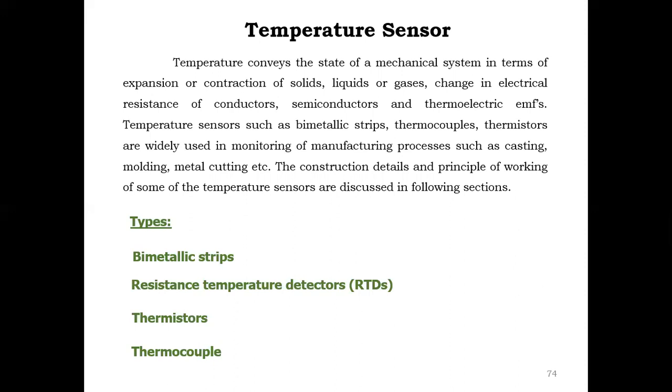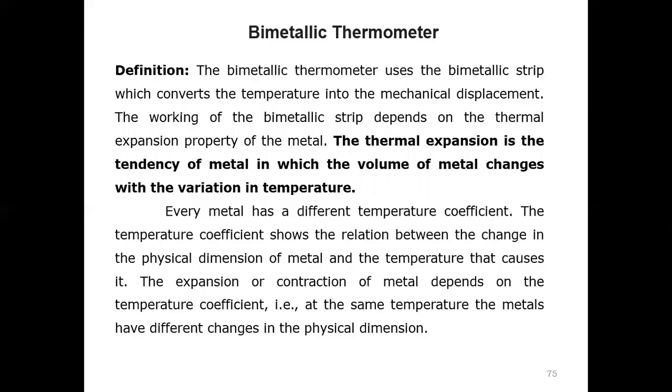There are different types: bimetallic strip, resistance temperature detector, thermistor, and thermocouples. In this chapter, we are going to see the bimetallic thermometer. The bimetallic thermometer uses a bimetallic strip which converts the temperature into mechanical displacement. The working of the bimetallic strip depends on the thermal expansion property of metal. Thermal expansion is the tendency of metal in which the volume changes with the variation in temperature. Every metal has a different temperature coefficient.